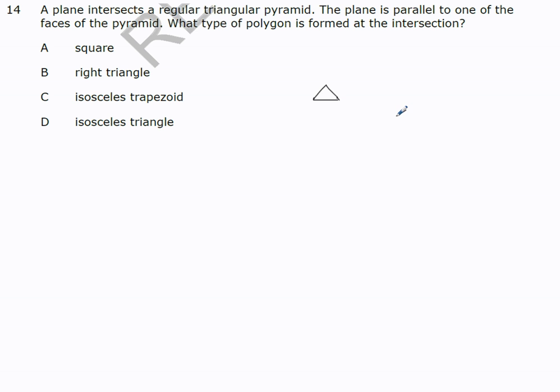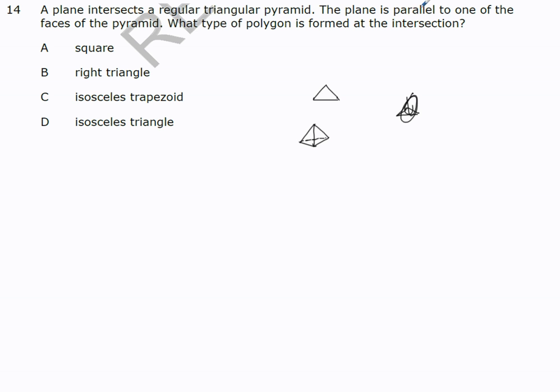So when we draw the pyramid, I'm going to try to draw it to where it looks halfway decent. That's horrible. Let me try again. That's going to look better. All right, so this is being intersected by a plane. In other words, we're going to cut part of the pyramid off and look at what kind of shape it makes.